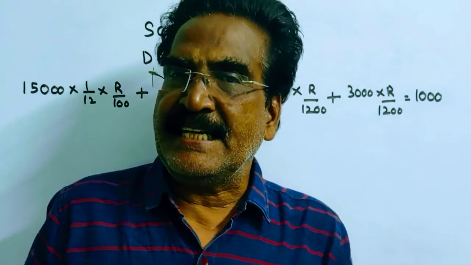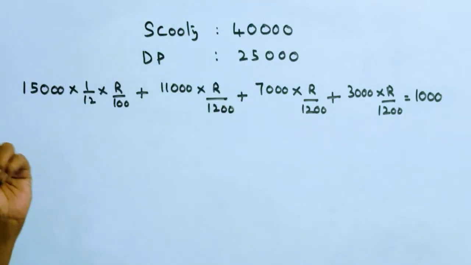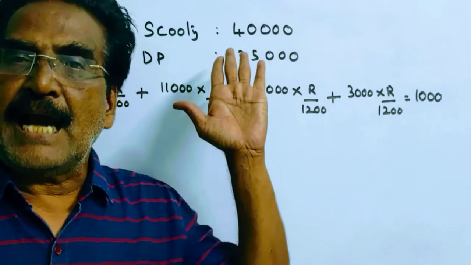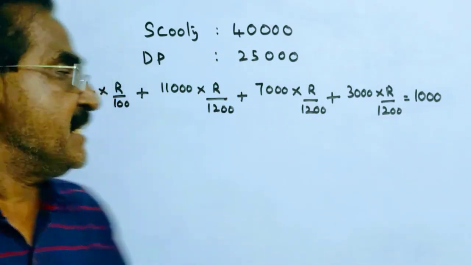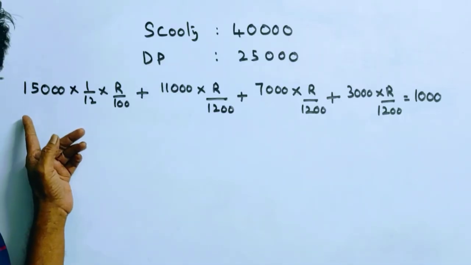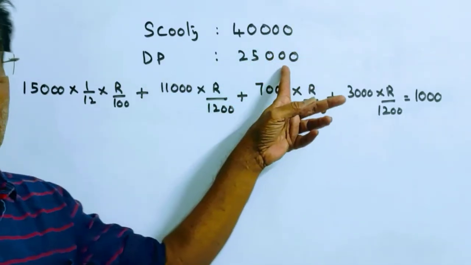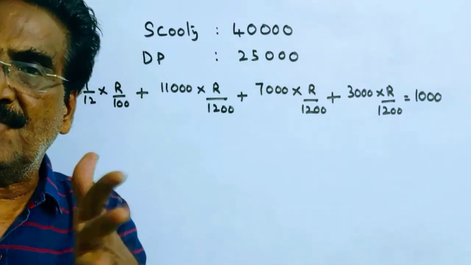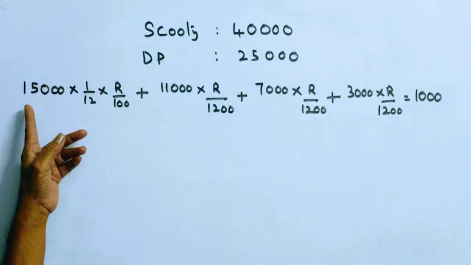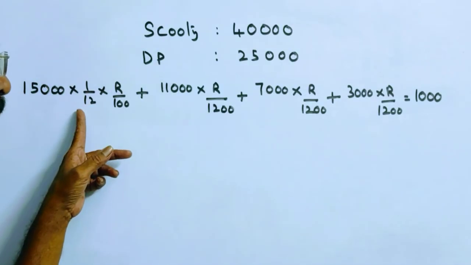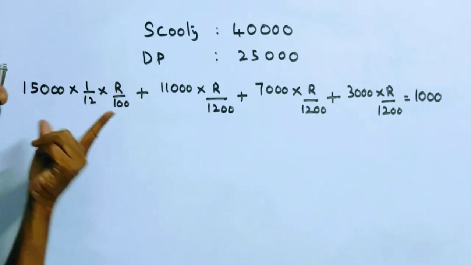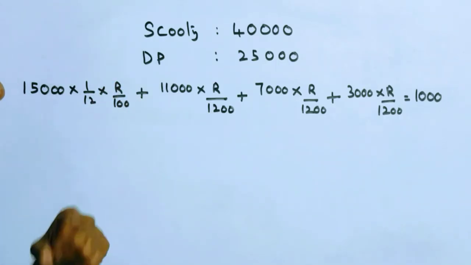The interest paid is rupees 1,000. Friends, let us calculate the interest. See friends, the amount due for the first month is 15,000. 40,000 minus 25,000 is paid, so the amount due for the first month is 15,000. PTR by 100 with T as 1 month. This is the interest for the first month.